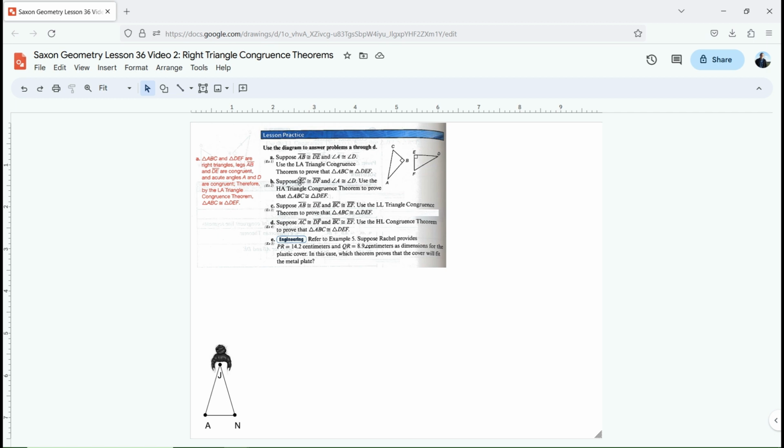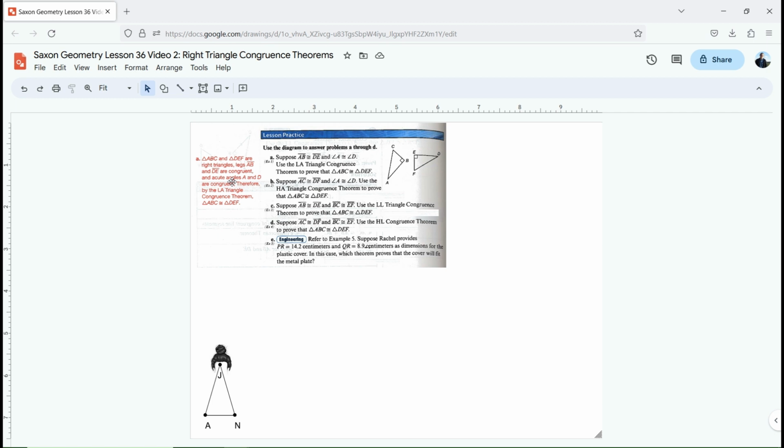Let's do letter B. Suppose that AC is congruent to DF. Let's just use the same triangles here. And angle A is congruent to angle D. Use the hypotenuse angle triangle congruence theorem to prove that triangle ABC is congruent to DEF. Now, I'm not going to write this out. I'm just going to use the same thing. Triangle ABC and triangle DEF are right triangles by the definition of right triangles. And again, the correct thing to start with is angle B and angle E are right angles, given because it's in the drawing. And then I would say that angles A and D are congruent, just like here.